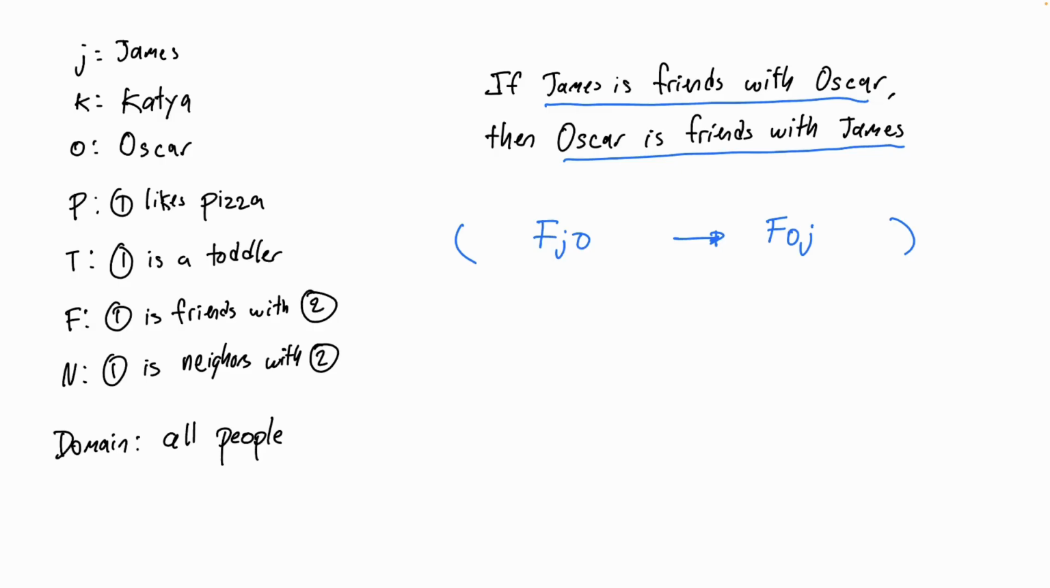One note before we move on to the next example: the friends with relation is at least normally a symmetrical relation, in the sense that if a first person is friends with a second, then it's also true that the second is friends with the first. But lots of relations are not like that. Love, famously, is not like that. One person can love another without that person loving them back. So in general, we do have to be careful about order when it comes to relations. There's an important difference between LJO, James loves Oscar, and LOJ, Oscar loves James.